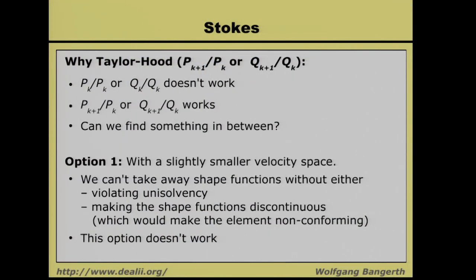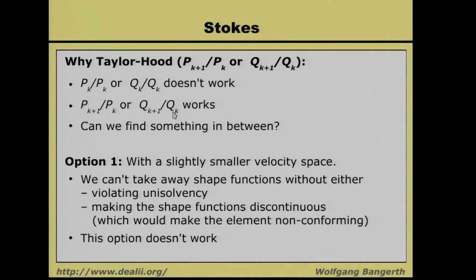So to sum this up, I have found that Qk Qk doesn't work. Qk+1 Qk works. Now I might think maybe I can find something in between here, right? Somewhere between these two elements must be the line where the stability is or isn't satisfied. And I have two options. Either starting from this Qk+1 Qk from the Taylor-Hood choice, I could try to make the velocity space a little bit smaller, or I can try to make the pressure space a little bit larger.